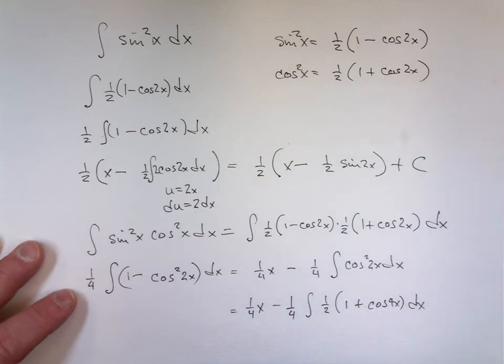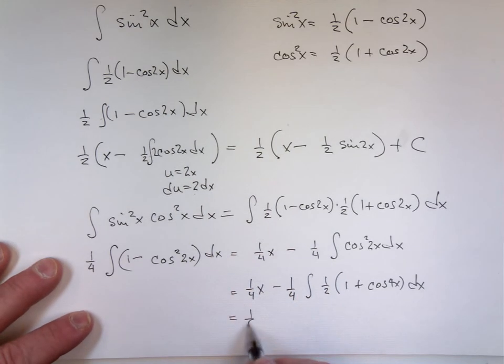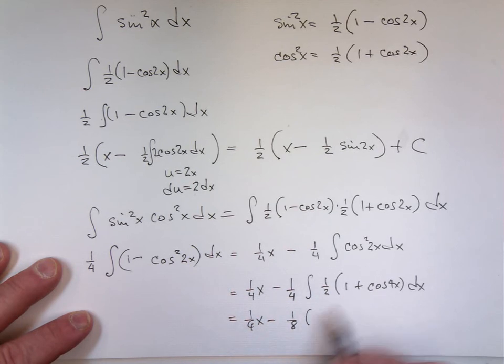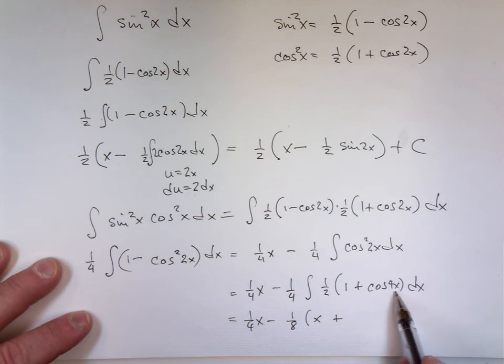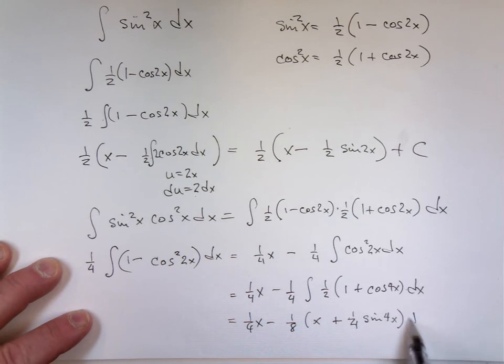Okay, so let's do it. 1/4x minus 1/8. Now the integral of 1 is x. Plus, I have the integral of cosine 4x dx. So u equals 4x. Very nice, thank you. The du is 4 dx. I'd have to multiply by 4 and by 1/4. I've got 1/4 the integral of cosine u, which is a sine. The answer. Could multiply it all out.